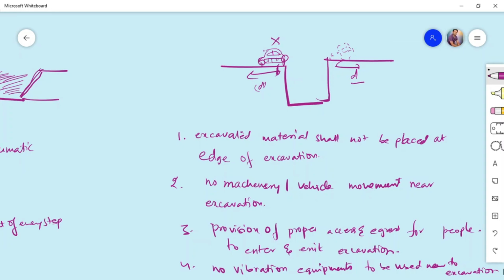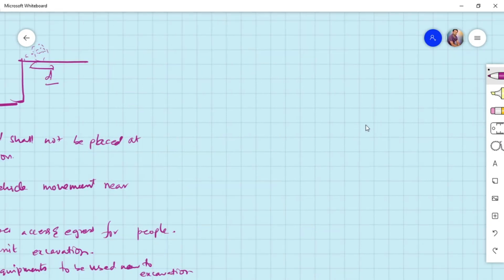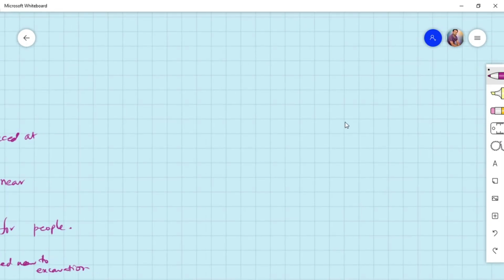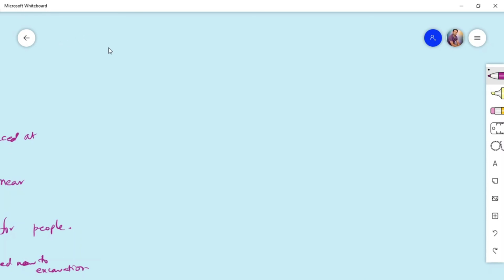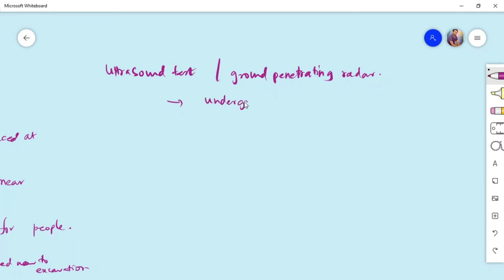Okay, the next question is, how do we find out about underground utilities? How do we find out if there are any underground utilities, and what should we do? We will do ultrasound testing, or we will use a device like ground penetrating radar. We can use it to determine underground facilities.